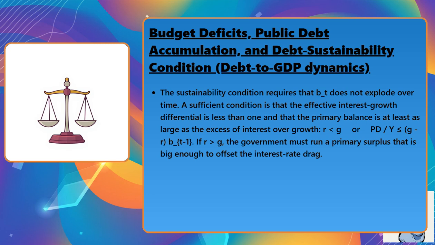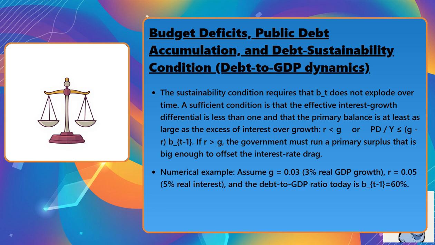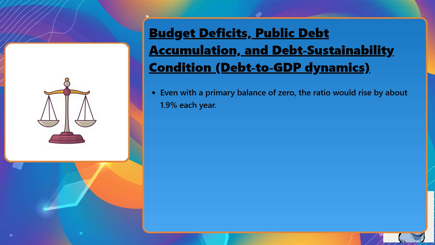If R is greater than G, the government must run a primary surplus that is big enough to offset the interest rate drag. Numerical example. Assume G equals 0.03, 3% real GDP growth, R equals 0.05, 5% real interest, and the debt to GDP ratio today is B sub T minus 1 equals 60%. The term (1 plus R) divided by (1 plus G) is approximately 1.05 divided by 1.03, which is approximately 1.019. Even with a primary balance of 0, the ratio would rise by about 1.9% each year.